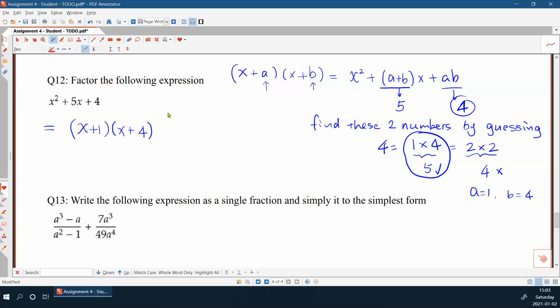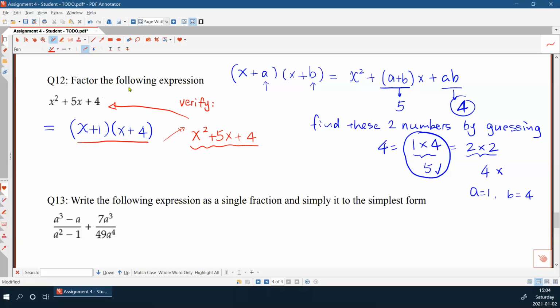And if you don't believe this, or if you are not sure, you remember that you can always verify your result. To verify this, all you need to do is to expand it. (x plus 1) times (x plus 4): if you expand this expression, it gives you x squared plus 5x plus 4. And this one is the same as the original expression. That means the factoring process here is correct, all right?